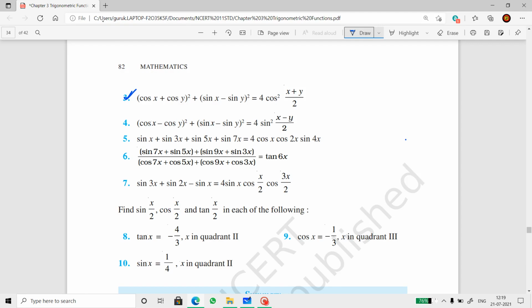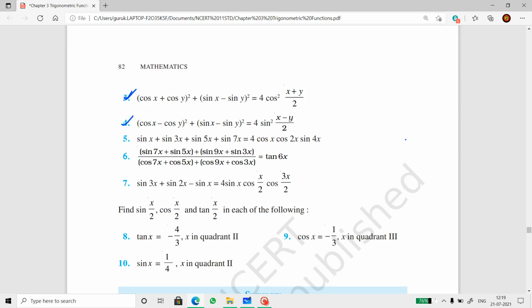Next is the fourth question, but I think my students will be able to do that on their own. Third and fourth are very much similar. So you just apply the right formula in the right places, square them out, take the terms common out. I'm sure you'll be able to do it on your own. So I'm not doing the fourth one. I'm going to the fifth question.